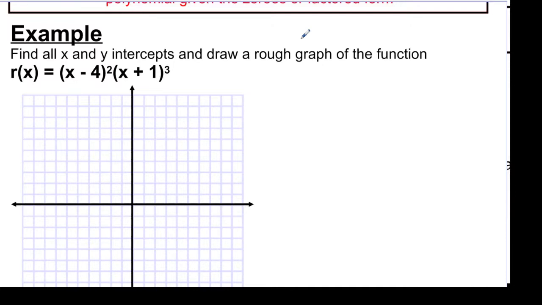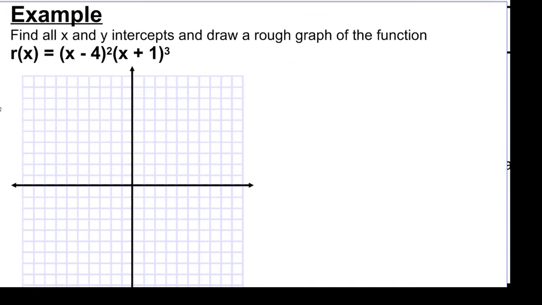Okay, so again, we have to do a rough graph because we don't know about all the highs and lows. But we can at least get the x-intercepts down, the y-intercepts down. We know how the end behavior is going to be. We know how the graph is going to react at all of those zeros, and we're going to get all of that onto this graph. So we're going to start off with the x-intercepts. The x-intercepts are what we've been calling the zeros. They are the same thing.